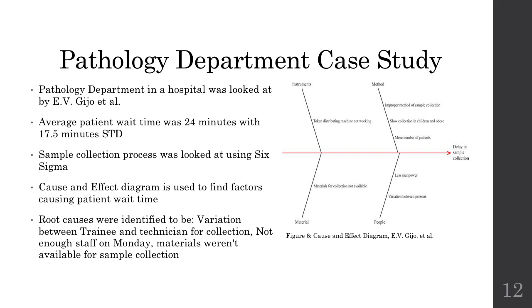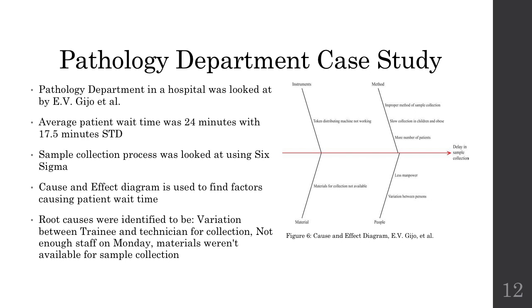A case study by E.V. Gijo et al. looked at reducing waiting time in the pathology department of a hospital using Six Sigma. The pathology department is responsible for conducting different types of tests prescribed by the doctors within the hospital. The reports created from the pathology department are crucial for proper diagnosis. So for patients to get faster diagnosis, the pathology reports need to be delivered quickly.